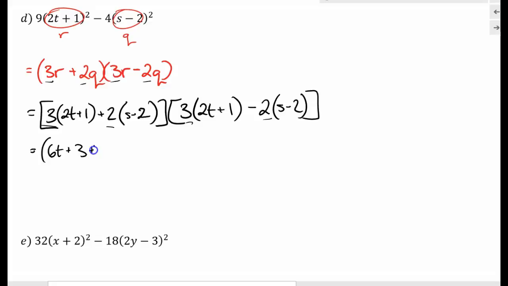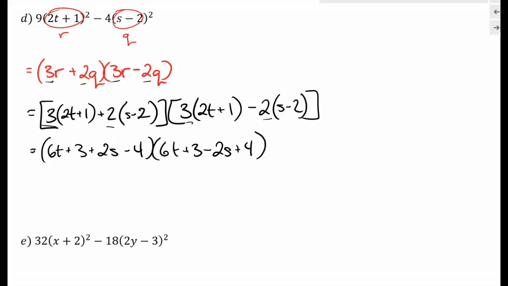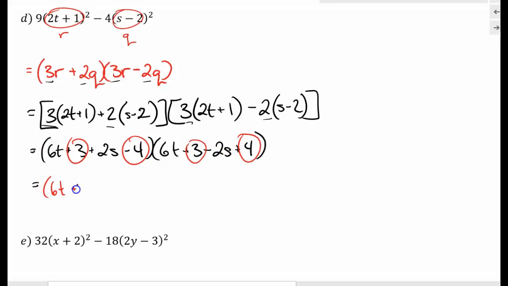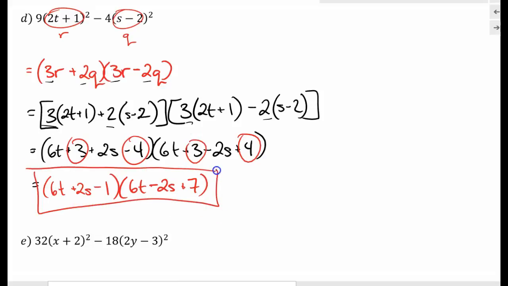6t plus 3 plus 2s minus 4. 6t plus 3 minus 2s plus 4. Okay, and notice how my signs are different on those later terms because of that difference in sign within my binomials. Last step, collect like terms within the brackets. So I've got 6t plus 2s minus 1 and 6t minus 2s, and that's plus 3 and plus 4 is plus 7. Okay, so only collect terms within brackets.